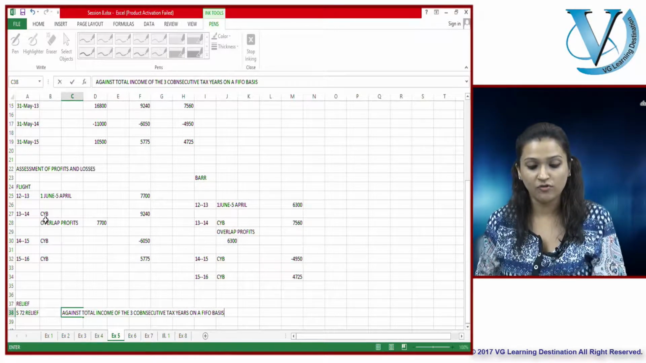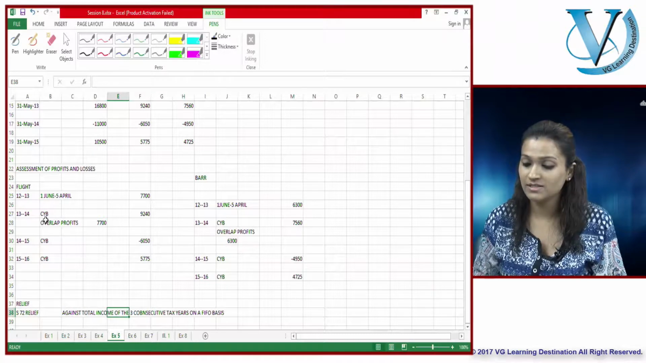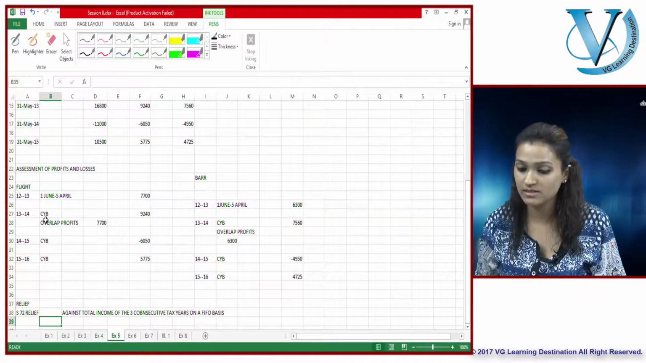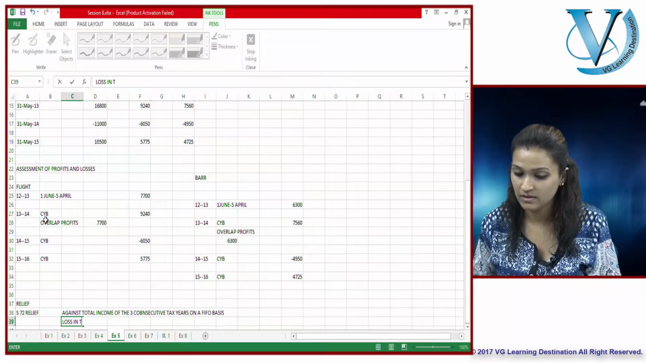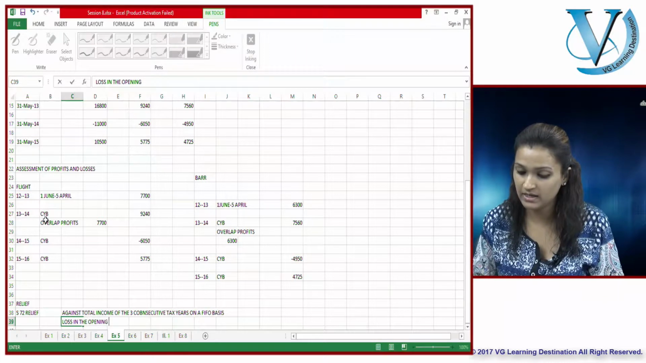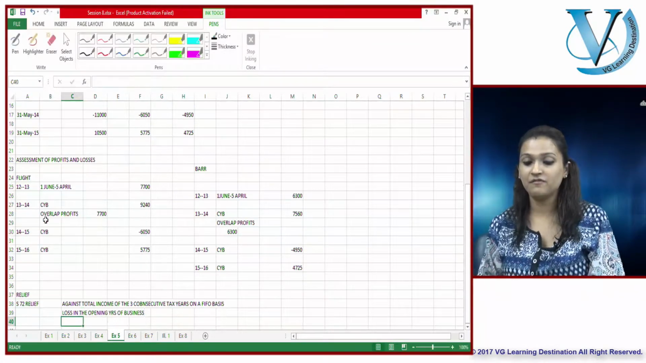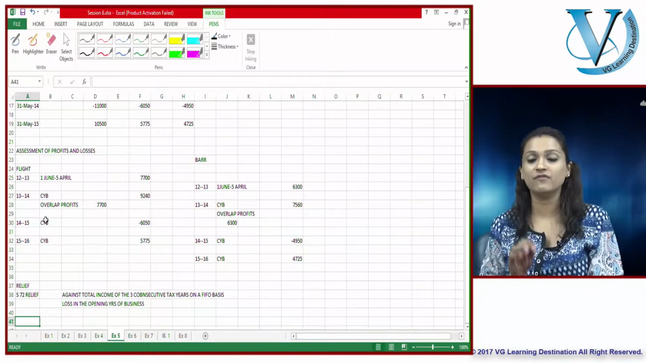So because there's a loss in the opening years, because in the first 4 tax years, why? Because there is a loss in the opening years of business, that is in the first 4 tax years. So you have section 72 relief available.